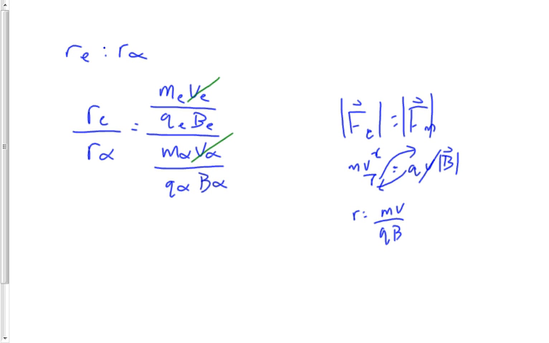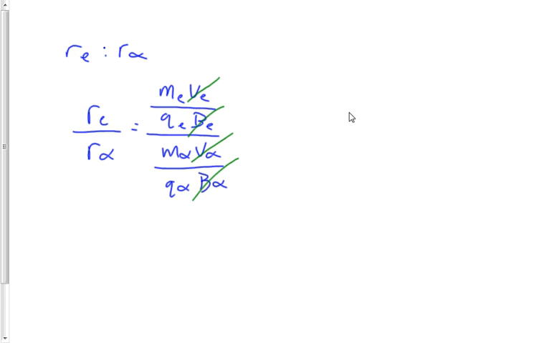The speed of the alpha particle and the speed of the electron is the same, so it ends up canceling out. The magnetic field, they told us in the question, is the same, so it ends up canceling out as well. Got one on the top, one on the bottom. That leaves us with four numbers that we know here. The mass of the electron, the charge of the electron, the mass of the alpha, the charge of the alpha particle. Let's calculate this ratio now.